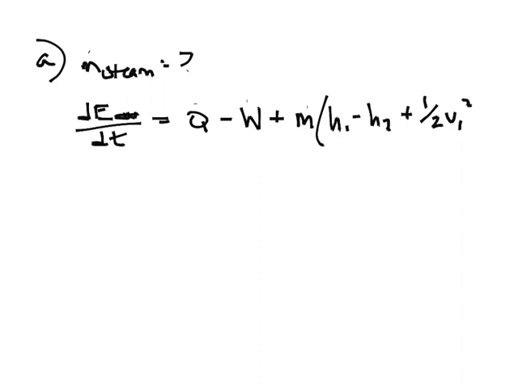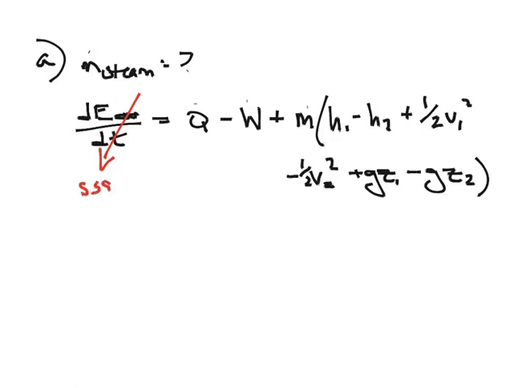minus the kinetic energy out at 2, plus the potential energy of the flow in at 1 minus the potential energy of the flow out at 2. All right, now I'm going to do some simplifying here. I'm going to assume that my turbine is operating at steady state, steady flow, so the d/dt term goes away. We're told it's an adiabatic turbine, so this Q term goes away. I'm going to neglect the change in potential energy of the stream in and out, and so that goes away.